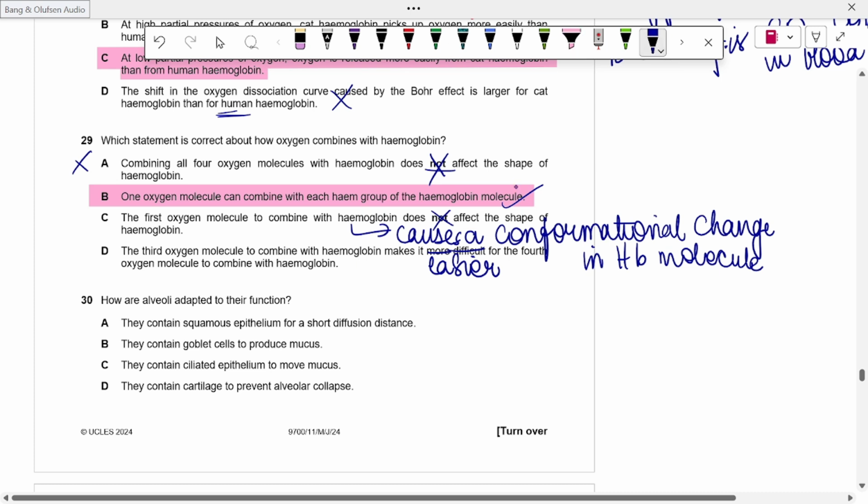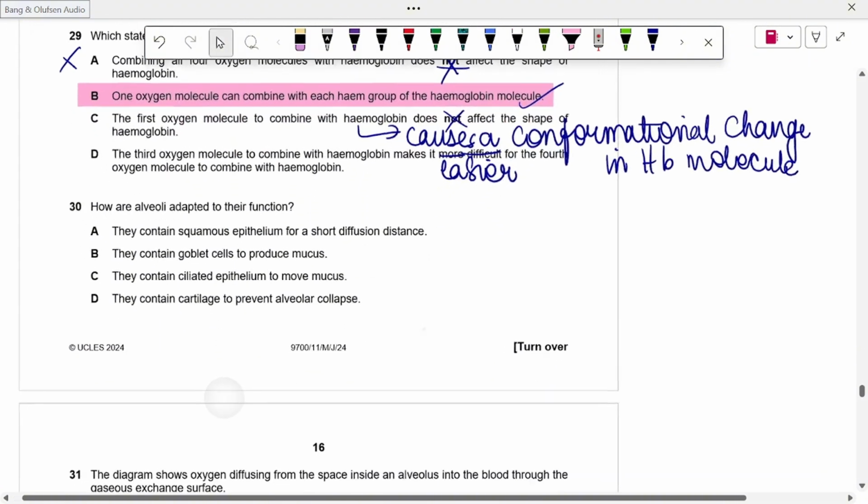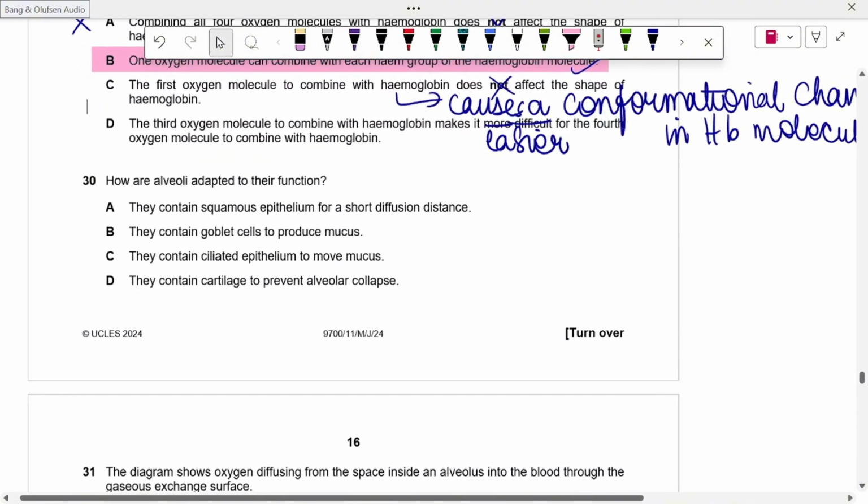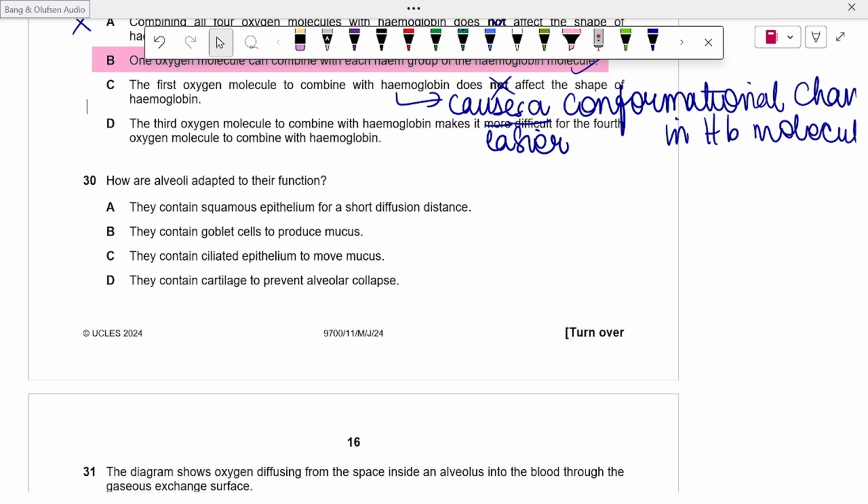There are four heme groups. Four oxygen molecules are able to attach to one hemoglobin molecule. How are alveoli adapted to their function? Quite an easy question. What do you think is the answer? Yes. Alveoli have only squamous epithelium, which is one cell thick. They contain squamous epithelium for a short diffusion distance. A is the correct option. There are no goblet cells; if there were, your diffusion distance would be affected.